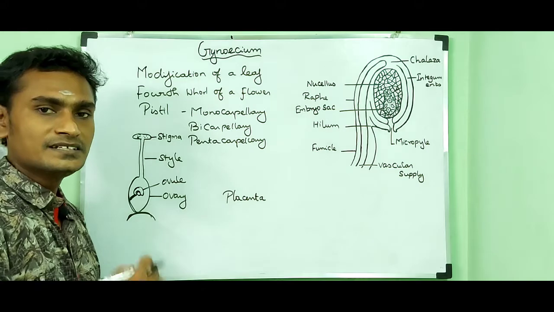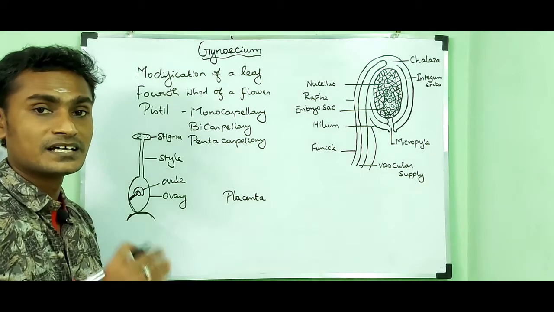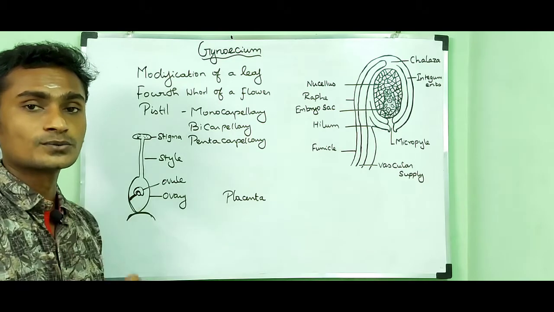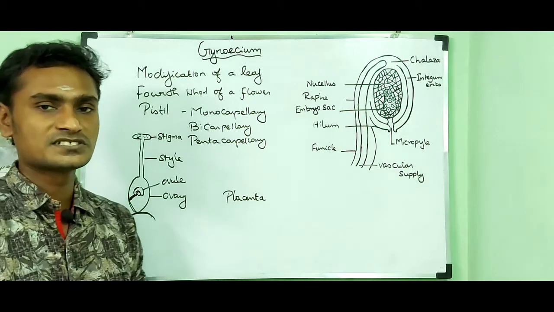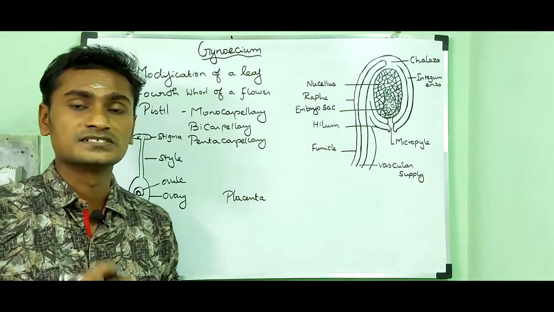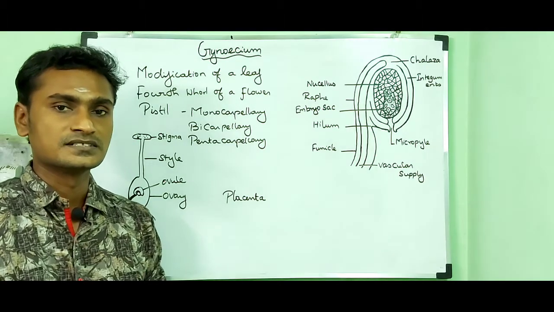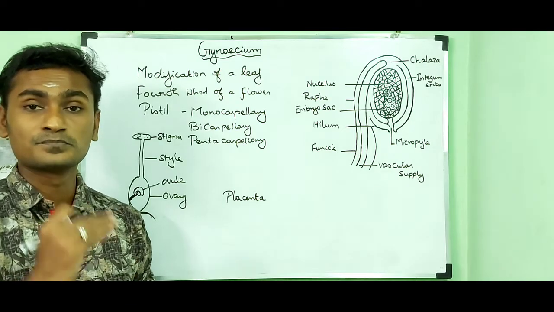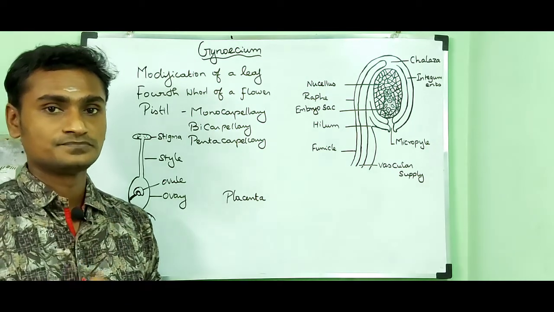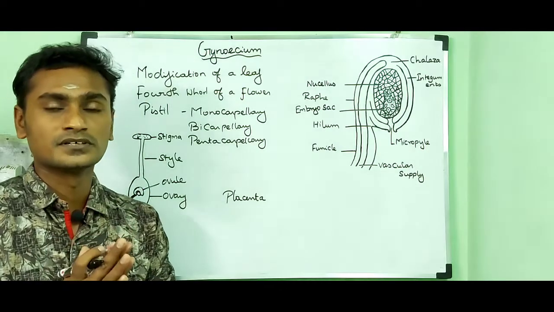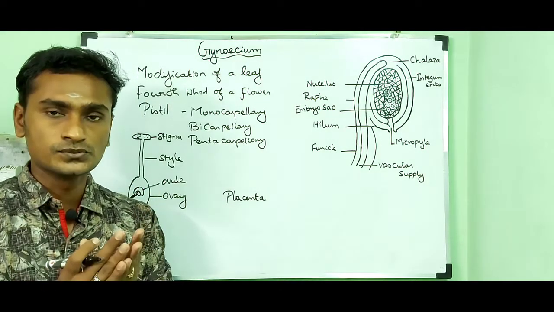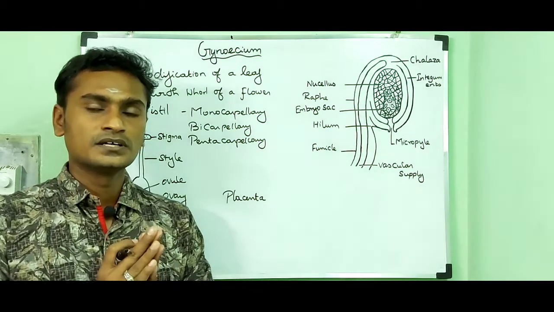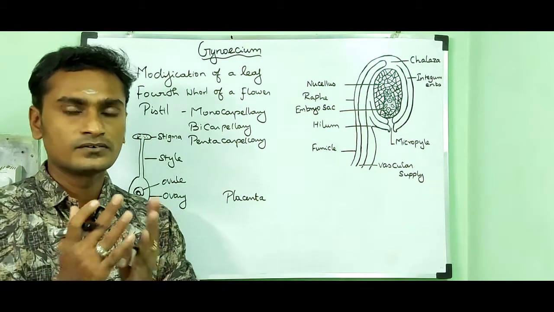Then the gynoecium arises as a small outgrowth of a meristematic tissue. Meristematic tissue can divide continuously from the tip of the floral primordium. Floral primordium is nothing but a tissue. Later it gets differentiated and becomes a flower.